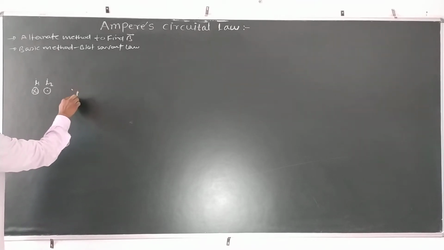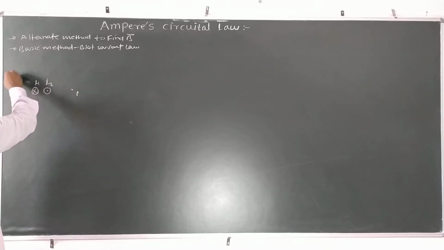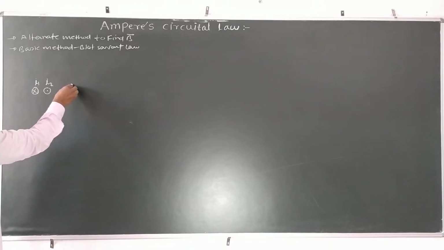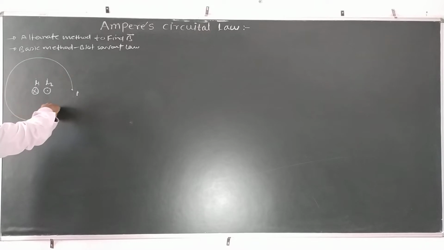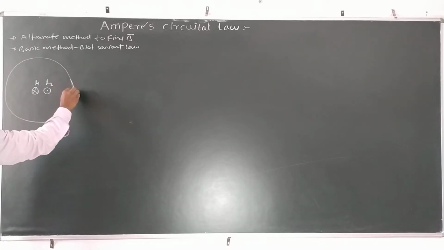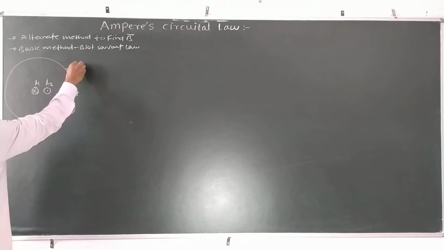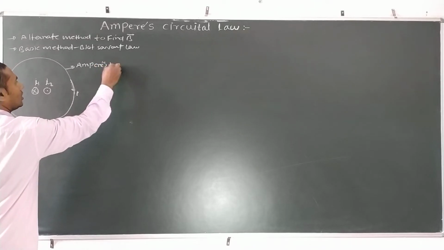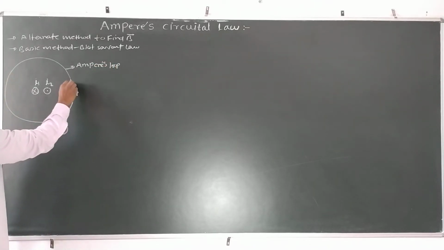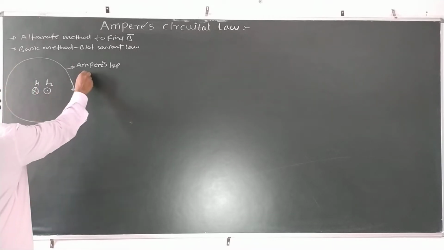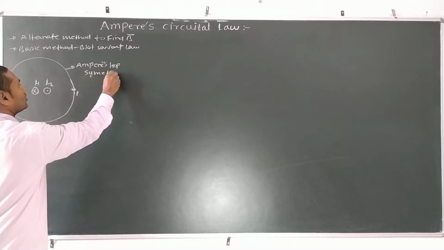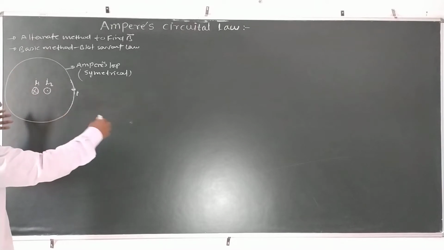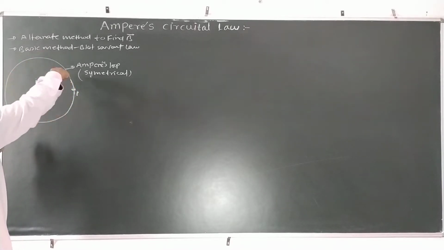What is Ampere's loop? The Ampere's loop is a curved line which is passing through the point P, from where you want to find the magnitude of magnetic field. Passing this point, you draw a curved line, and this loop is called Ampere's loop. We have to consider that the loop should be in symmetrical shape, having some length of curved line.